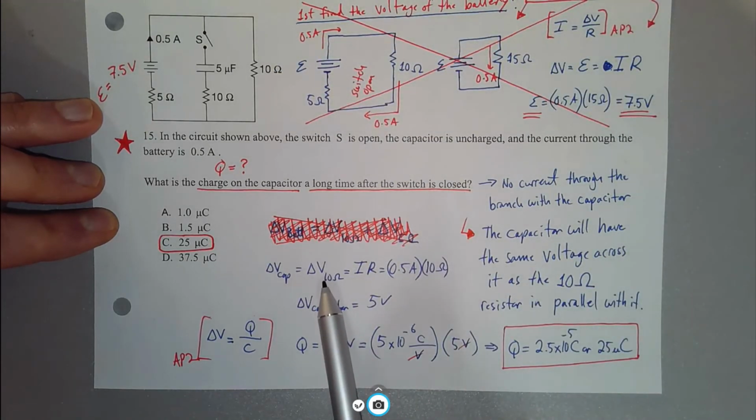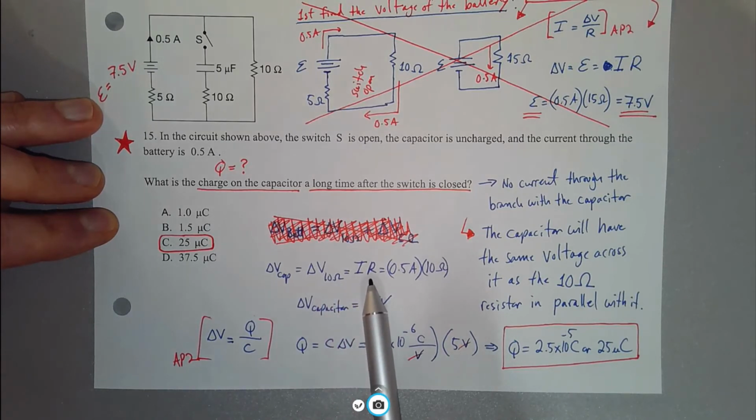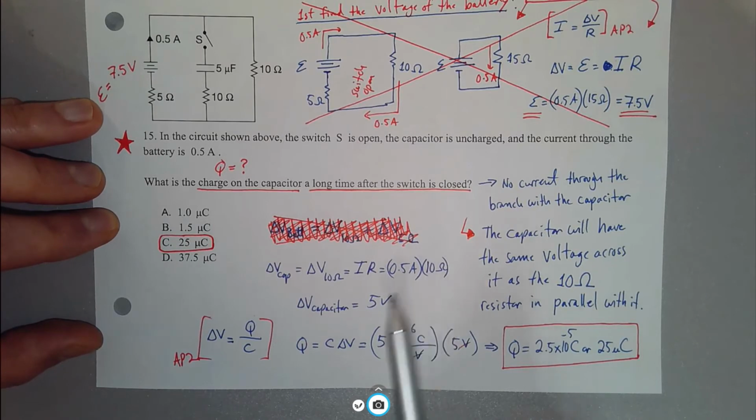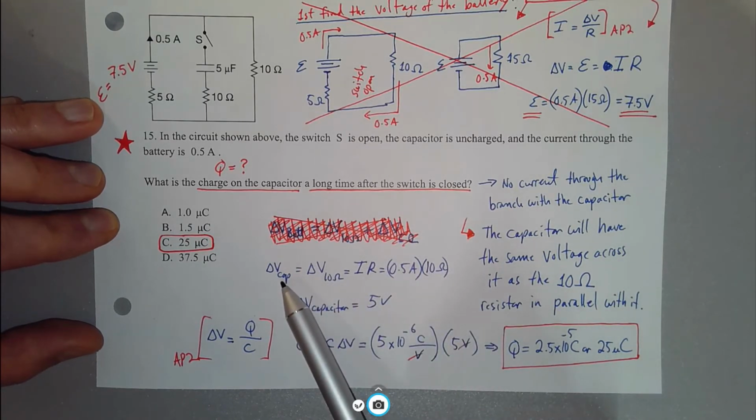So if we want to figure out the change in voltage across the 10 ohm resistor, we take the current going through it multiplied by its resistance. So there's 0.5 amps going through it multiplied by resistance. That must mean there's a 5 volt drop, or a 5 volt difference in electric potential across that resistor. So it's got to drop by 5 volts. And if there's a 5 volt difference across the 10 ohm resistor, like we talked about, there also has to be that same 5 volts across the capacitor.